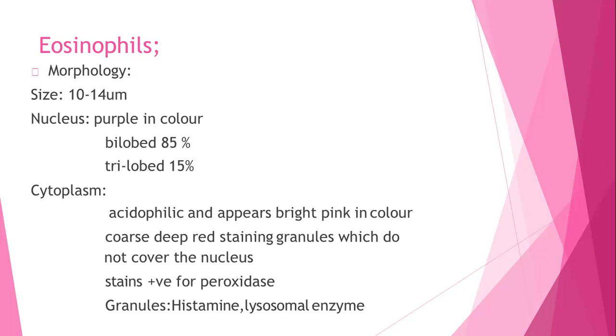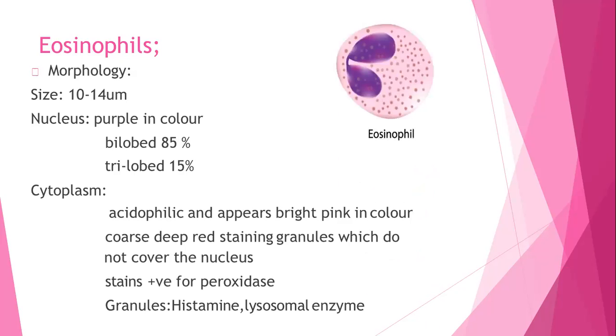So we can identify the nucleus, and there are bright pink color granules, and they are much more inside. They stay positive for the peroxidase. Granules will also contain histamine and lysosomal enzymes. So these granules will be having these functions. You can see the bilobed nucleus very clearly. Now we can compare the granule size also. If you remember the previous slide, the neutrophil was having very fine granules, and here their size is much bigger and they are coarse and bright pink in color. So a spectacle shaped nucleus is there.